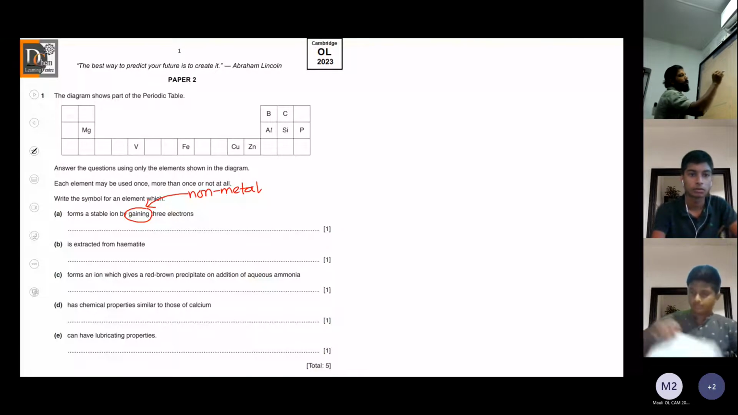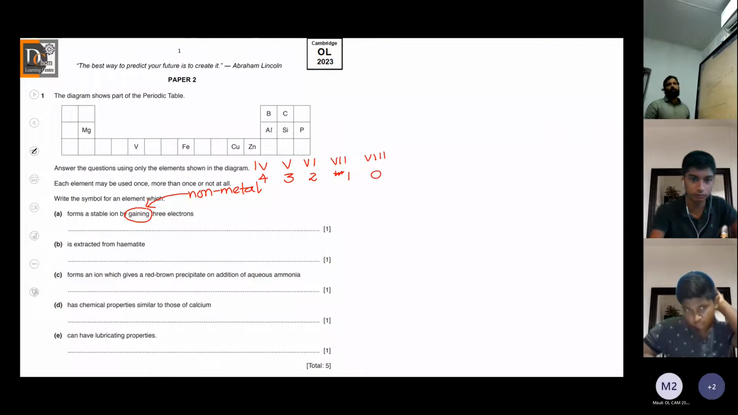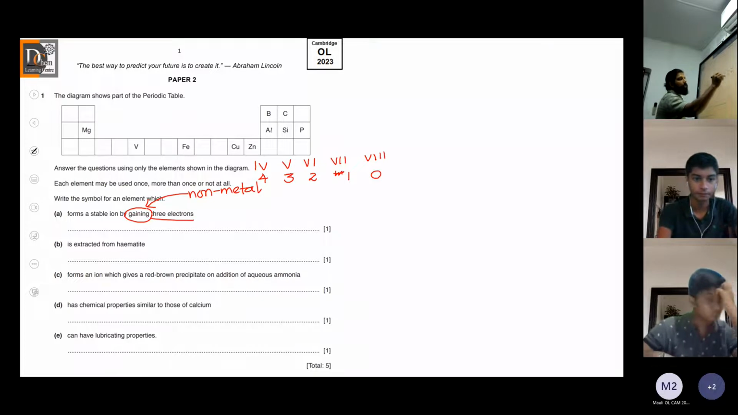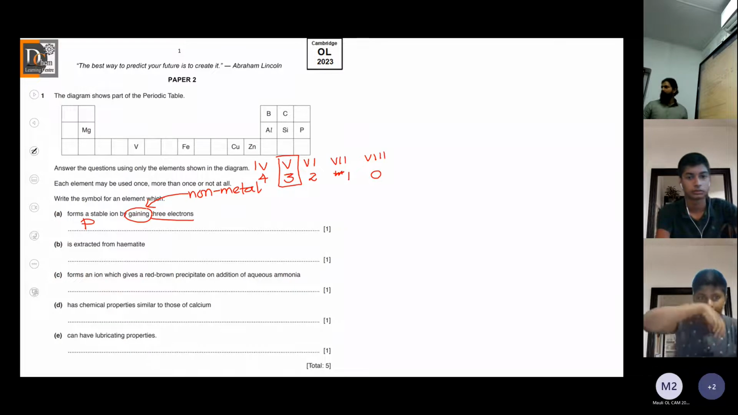If the group number is 4, it needs to gain 4. Group number 5, it needs to gain only 3. Group number 6, it needs to gain only 2. Group number 7, it needs to gain only 1. Group number 8, it doesn't have to gain electrons because it already has 8 electrons. That's the theory. Thereby, 3 electrons are needed by the one in group number 5. So the group 5 element is phosphorus.